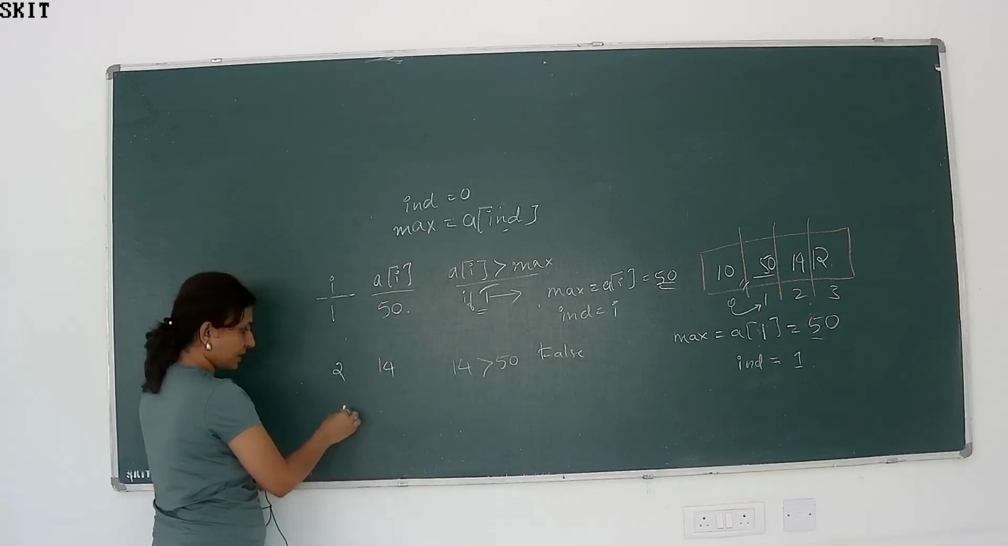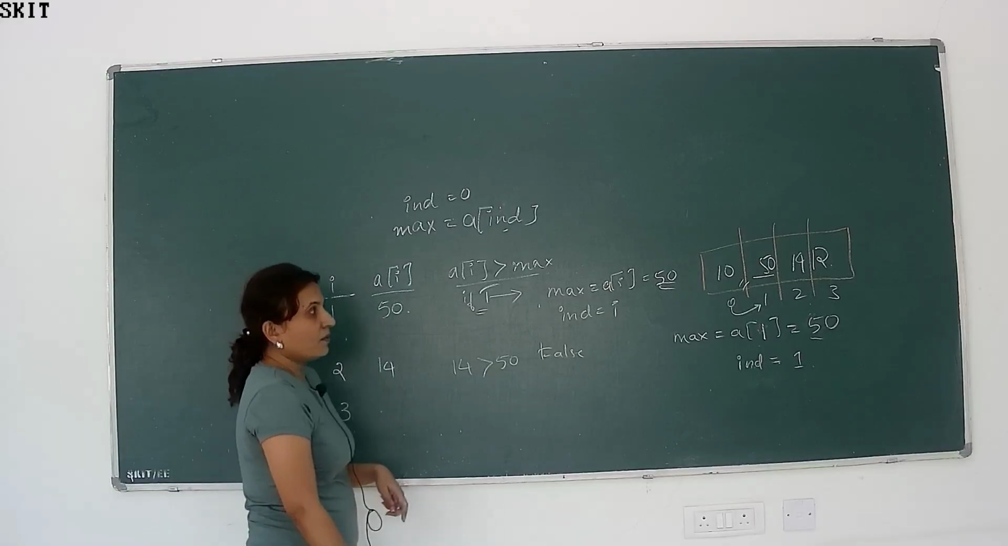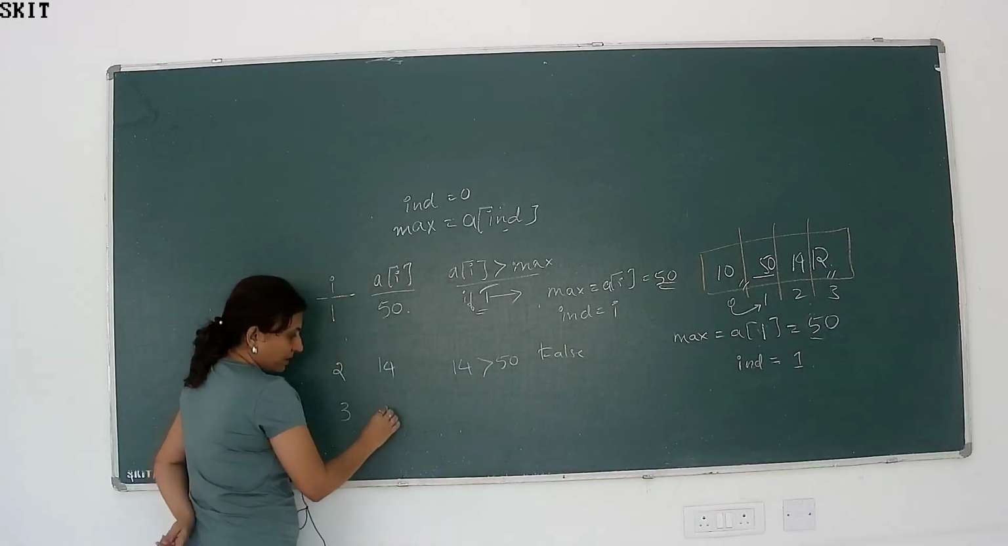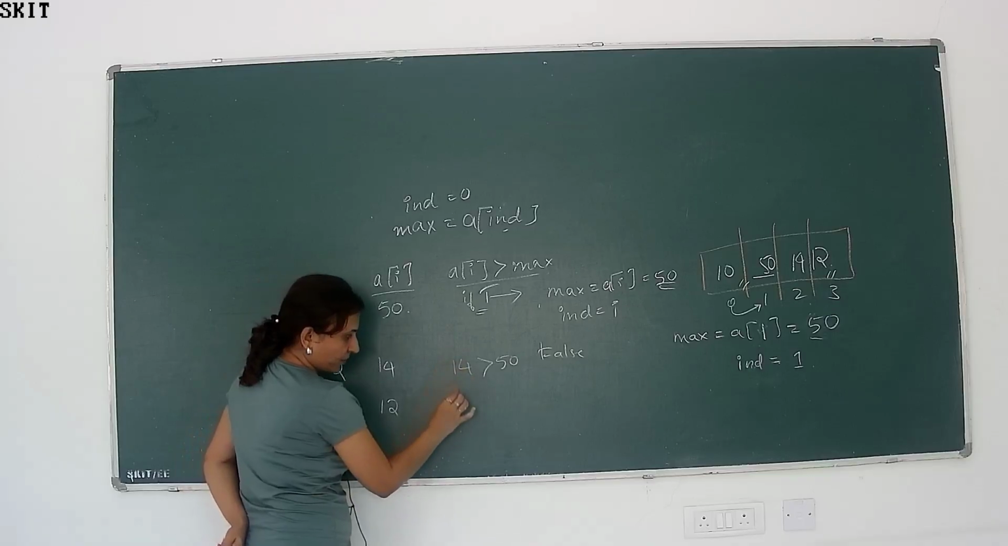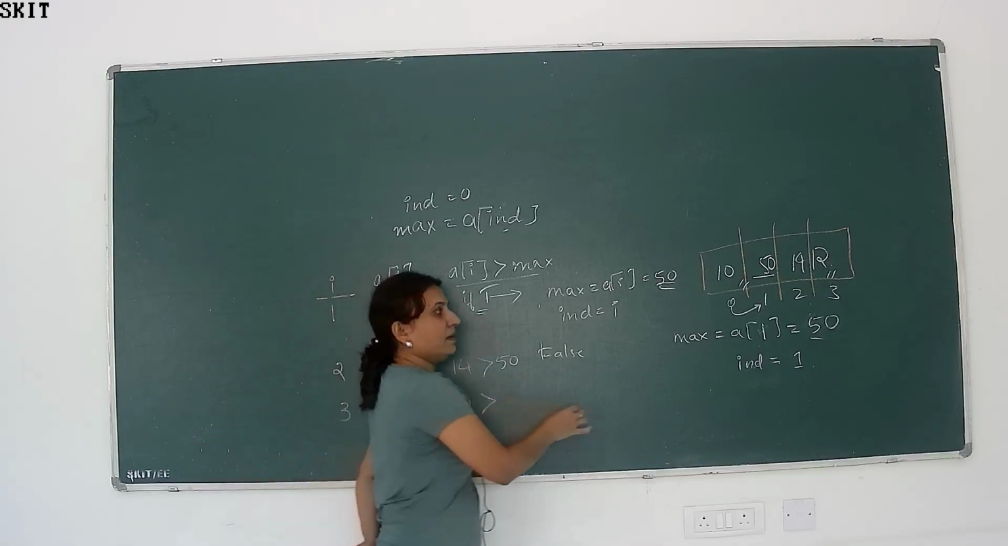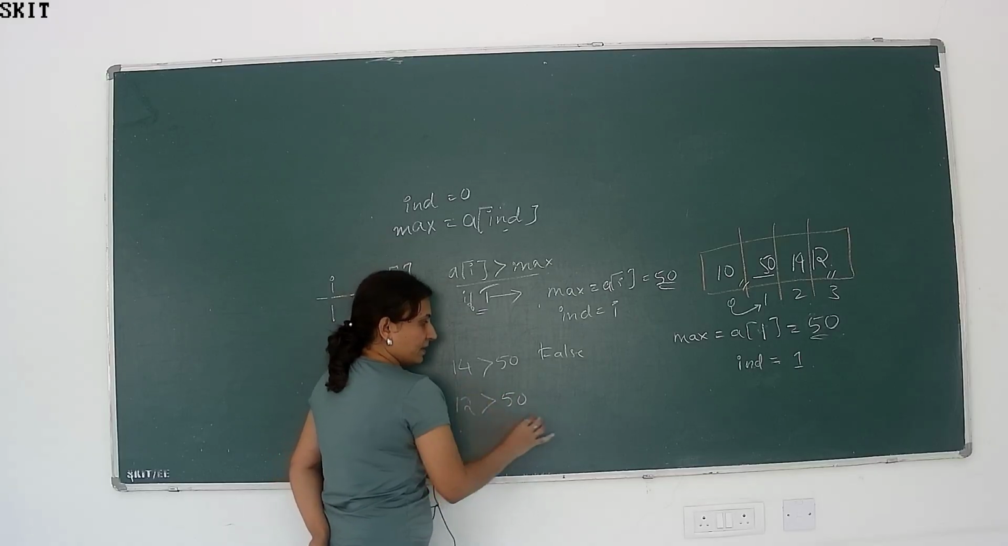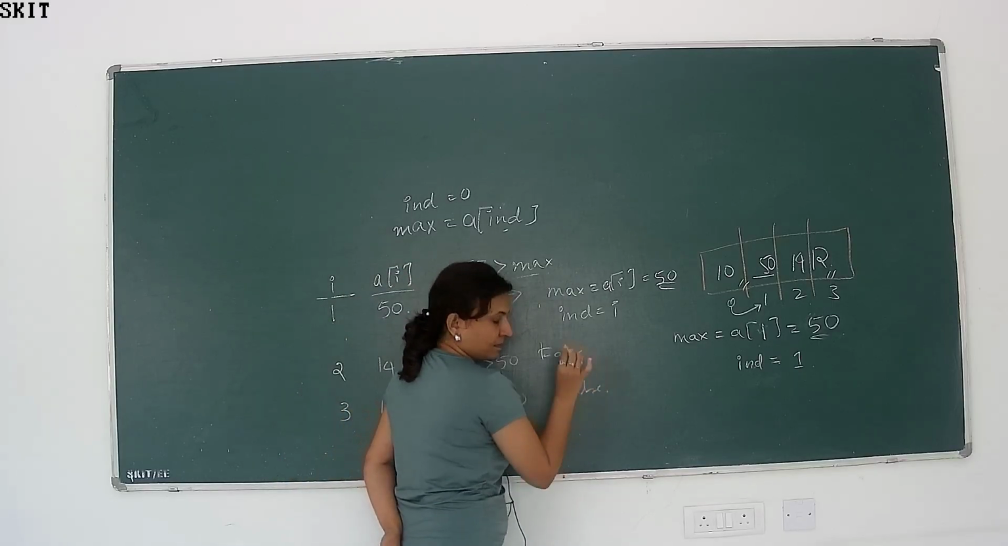Okay. The next iteration is what? I will be incremented to 3. What is there in the third index? 12. So here if I am going to do 12, then I am going to check whether 12 is greater than the current max value. What is max value? 50. This is false. Not true.